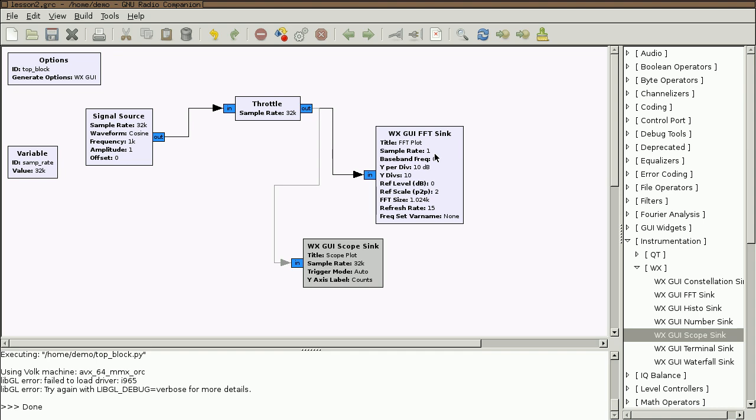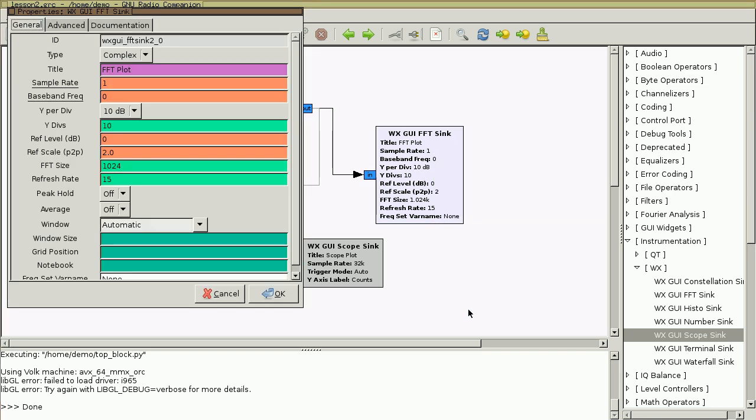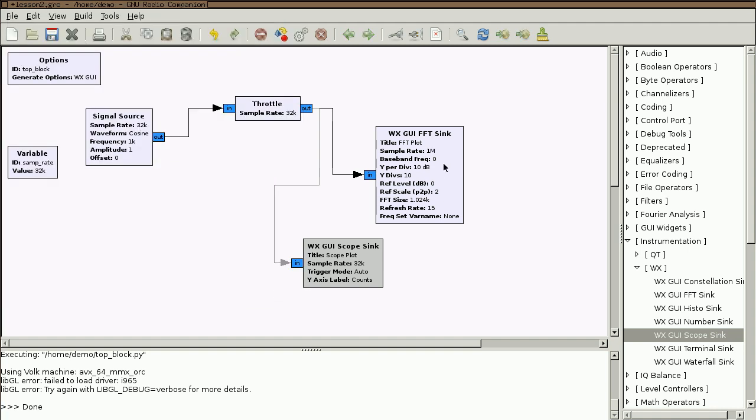There's one other thing, however, that is a quirk of this particular block that you might want to know, and that is if we set the sample rate much higher, let's say we set it to 1 million, and everything else in the flow graph is configured to 32,000.